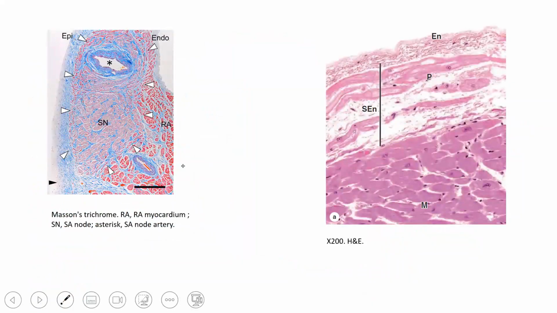So these are the microscopic views, right? Here you find the SA node. Here you find the Purkinje fibers. You can see that they are lighter staining, right?